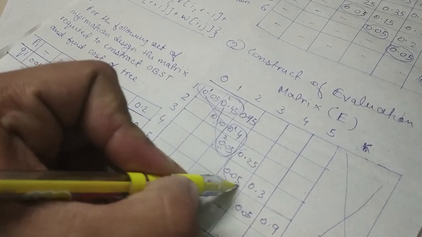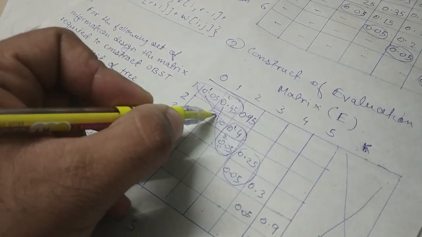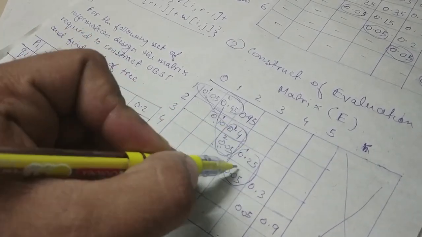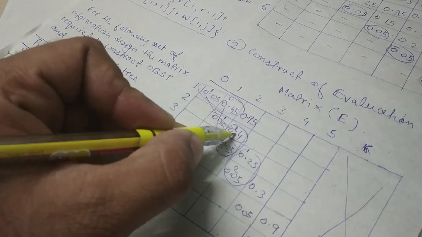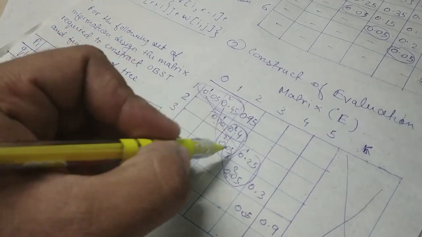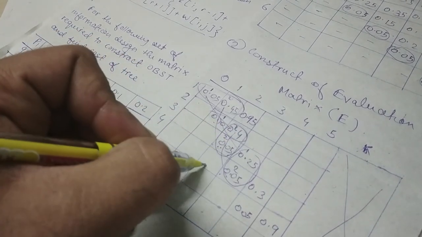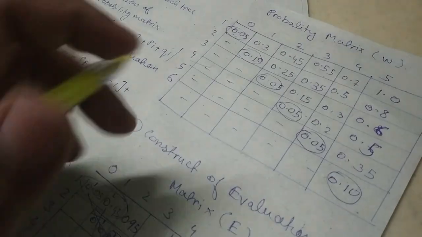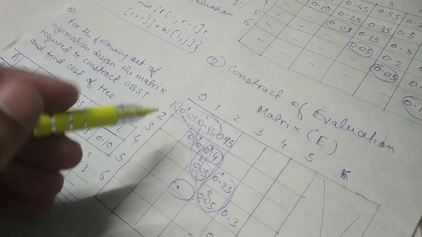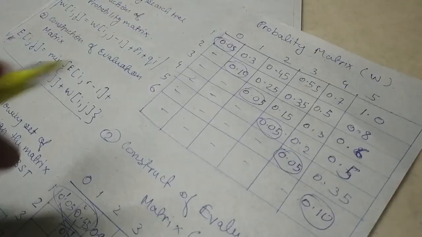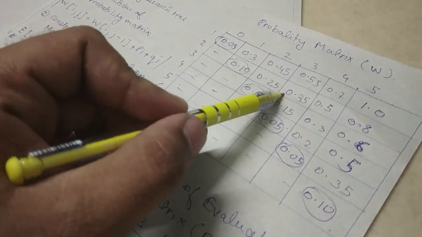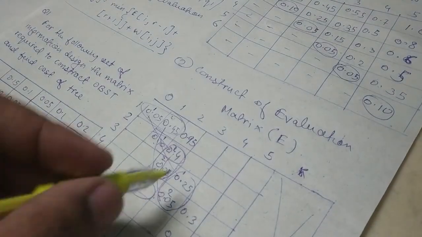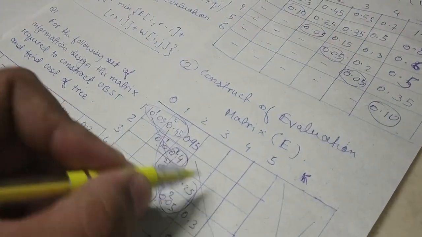Now I want this and this, so I will number it 1 2, 1 2. I will add this to this, and select the minimum. Then after getting the minimum, I will add what I have to find, 3 2. So I will add 3 2. So from here, I have to do it like this. So we will get these values.